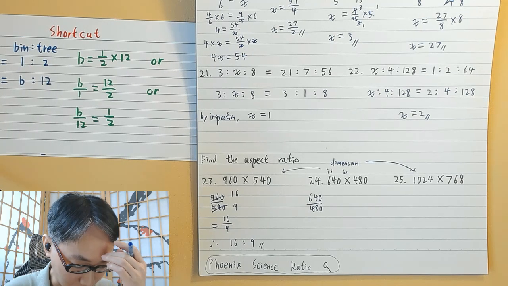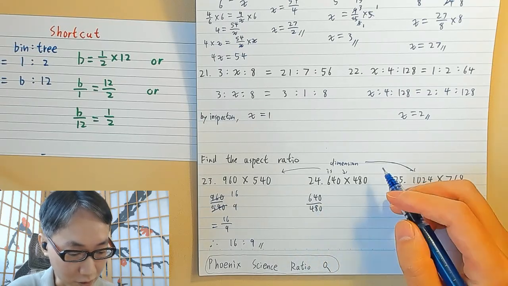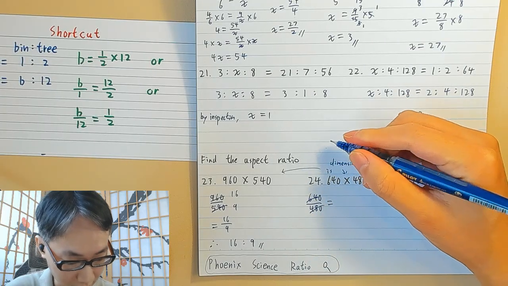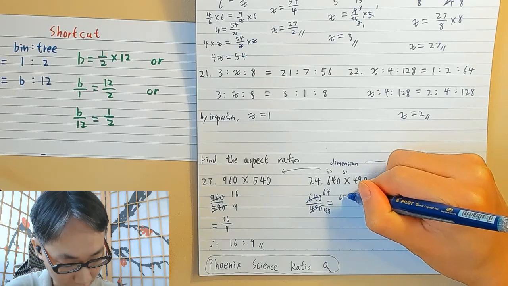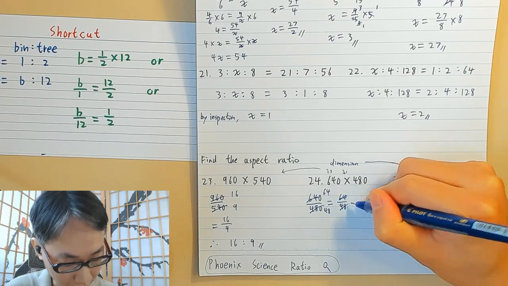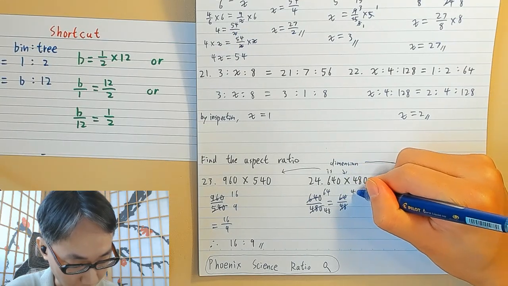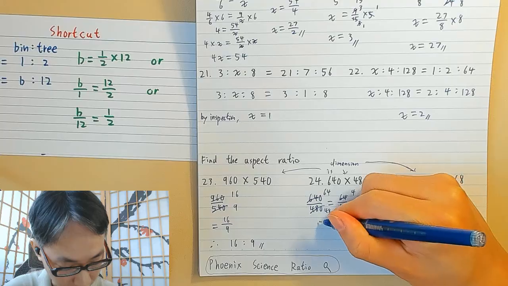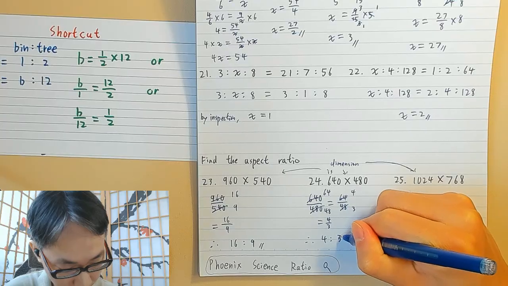Yeah, the HCF is 16 times 10. We can do 10 first. So 64, 48. Both of them can be divided by 16. So this is 4, after dividing by 16, this is 3. So it's 4 over 3. So the aspect ratio is 4 to 3.